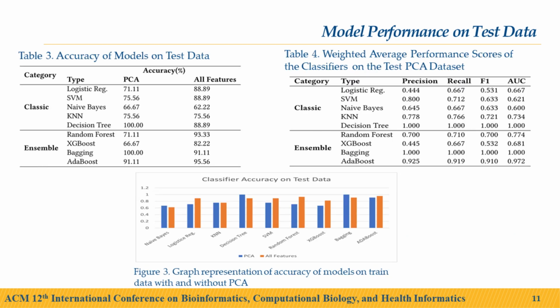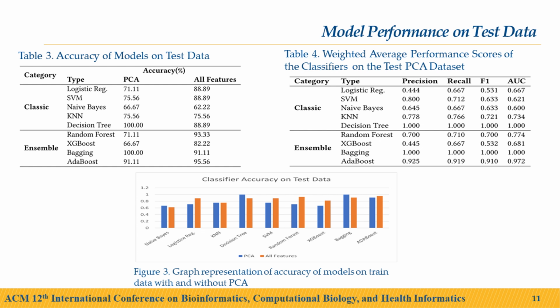This slide highlights the performance of our trained models on the independent test set, which provides the true measure of generalization. The results show 2 key trends. First, decision tree and bagging achieved perfect 100% accuracy when using PCA-reduced features. This is a significant finding, as it demonstrates that with proper dimensionality reduction, simple and ensemble tree-based models can achieve flawless classification on unseen data. Second, ensemble methods like AdaBoost performed strongly even without PCA, reaching 95.56% accuracy, indicating robustness in high-dimensional space.